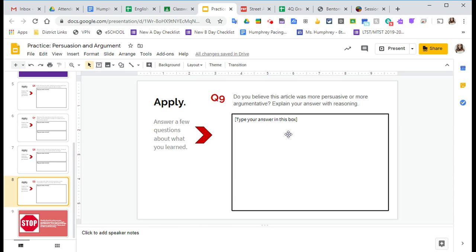Okay, whatever you decide, if you think it's more persuasive or you think it's more argumentative, state that, but you need to be able to back your idea up. So if you think it's more persuasive, you need to prove that to me. So explain it to me. If you think it's more argumentative, make sure you're explaining that to me as well. Okay, so back it up with your reasoning.